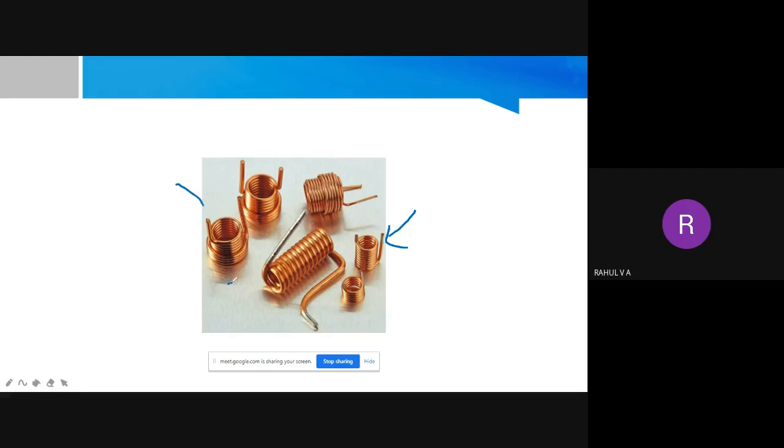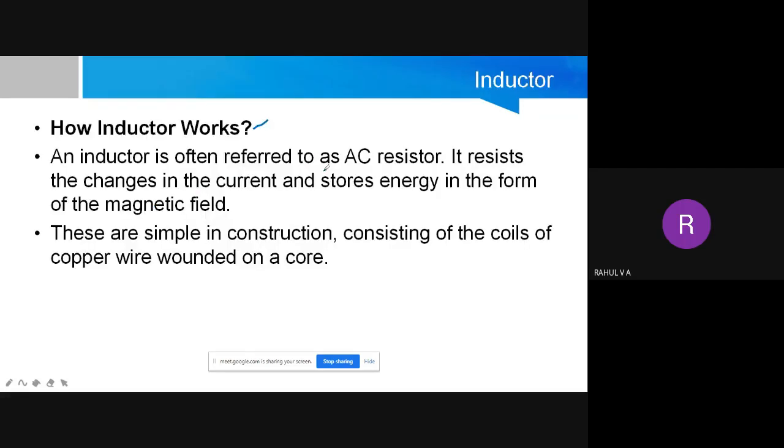These are each a type of inductor. So what it will do, it is an AC resistor. Okay, not a DC resistor, an AC resistor. It resists the changes in the current and stores energy in the form of magnetic field. Okay, so it is an AC resistor. It resists the changes in the current and stores energy in the form of magnetic field. In which field does a capacitor store energy? In the electric field. This stores energy in the magnetic field.